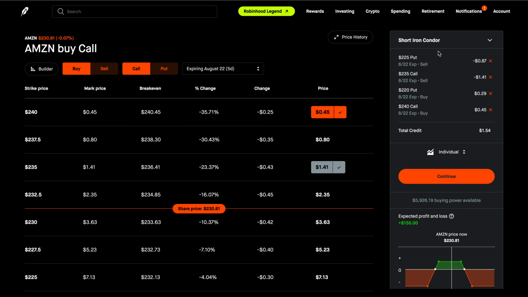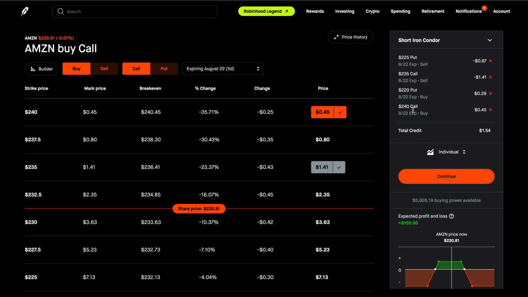So as you can see, Robinhood recognizes this as an iron condor. And again, this is what I mean by selecting more than one option to trade. Here we've selected 4 different options. If I want to trade this iron condor, I need to select 4 different options here.